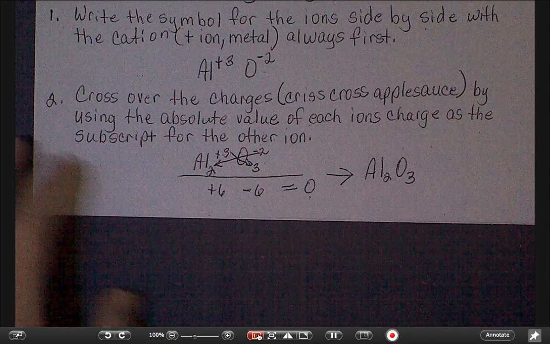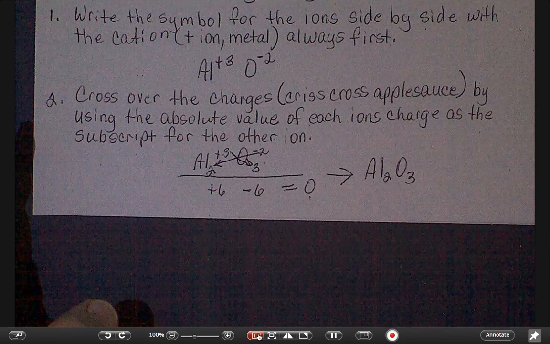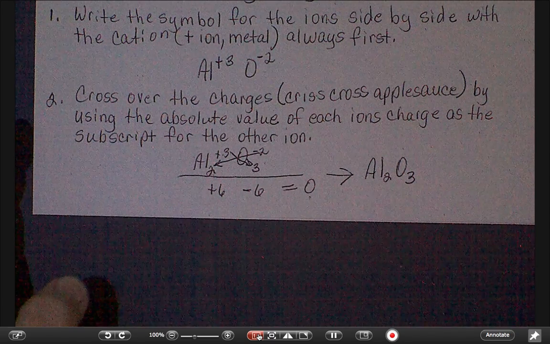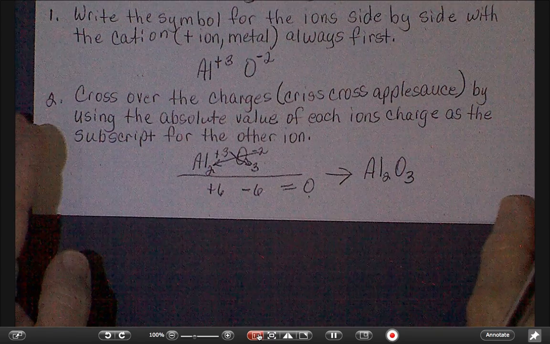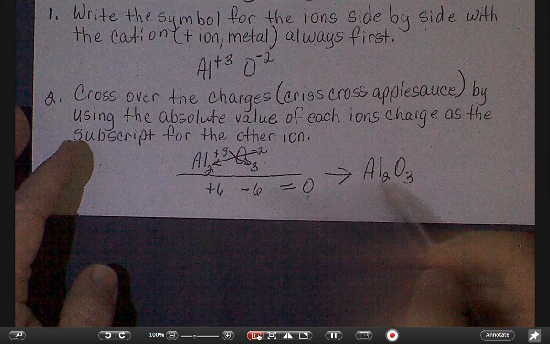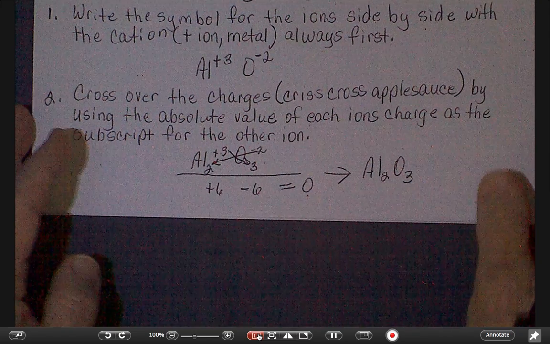So you can do that with any element and it should come out to 0 with their charges. Absolutely. Writing an ionic chemical formula, this is the way it functions. Okay? All right.